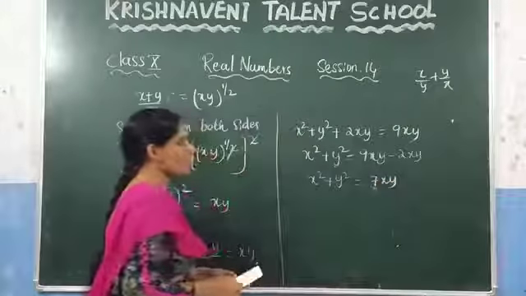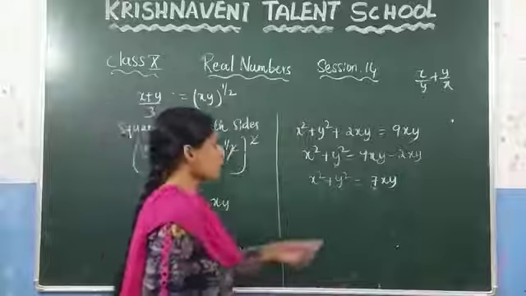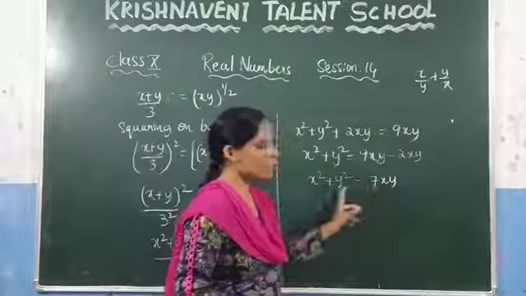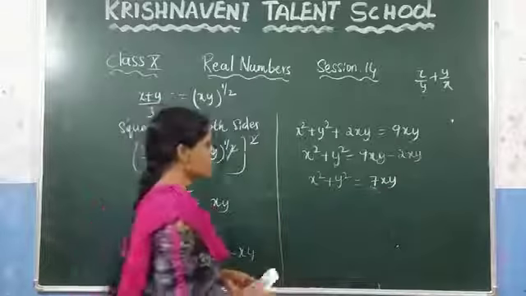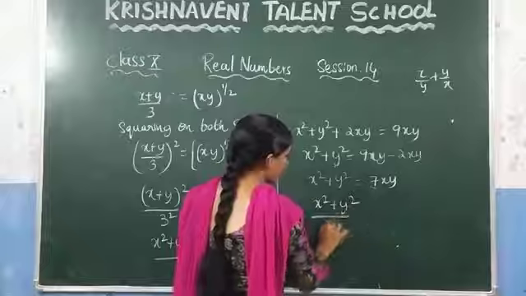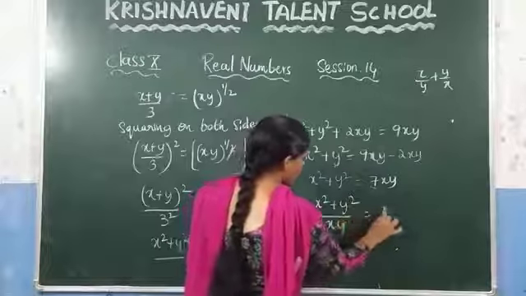Now what we need to do here? Take this xy to this side. Since we are multiplying this 7 and xy, if you take xy to this side, it will become division. You will get x square plus y square by xy is equal to 7.